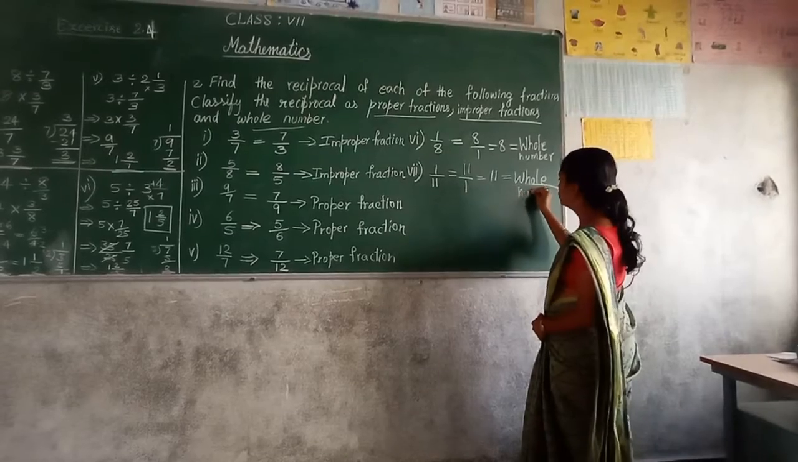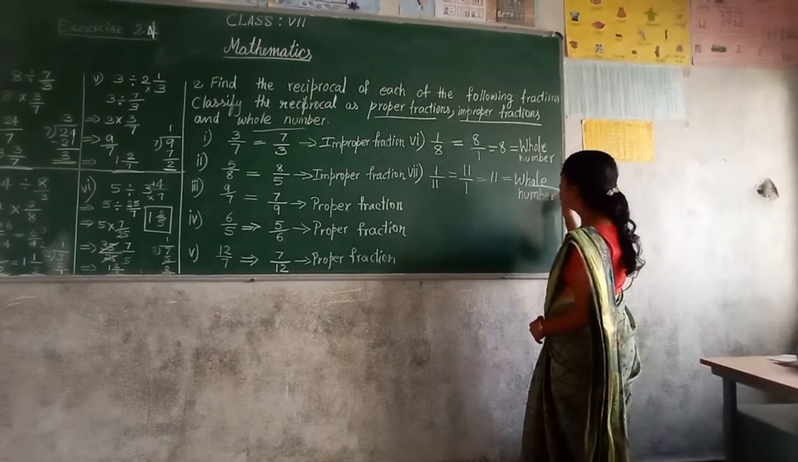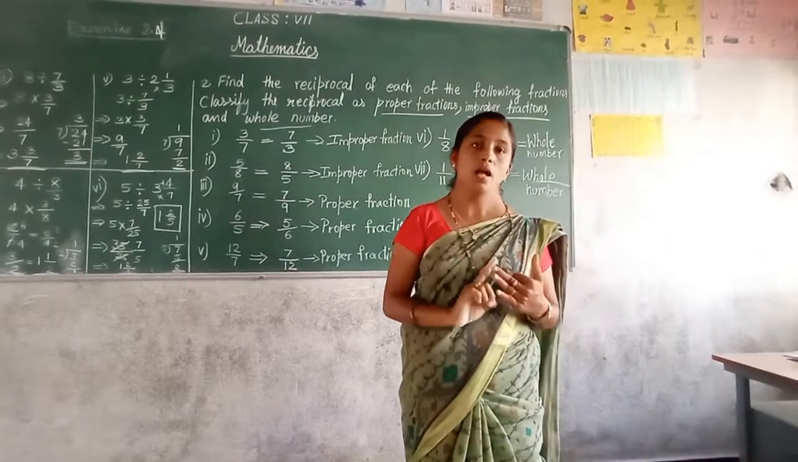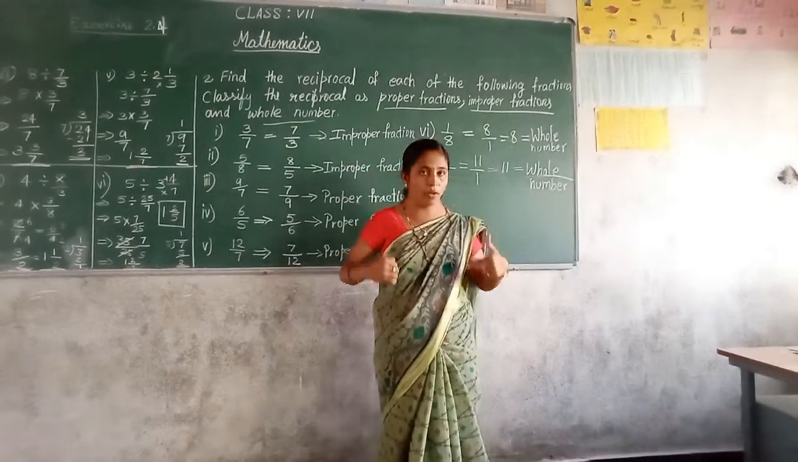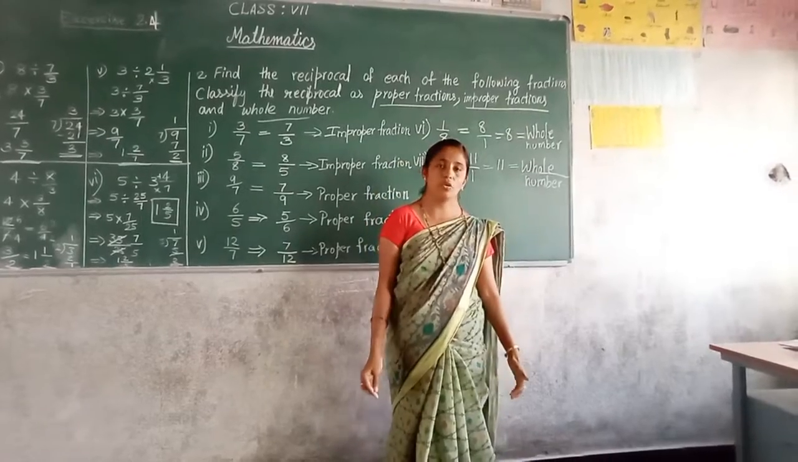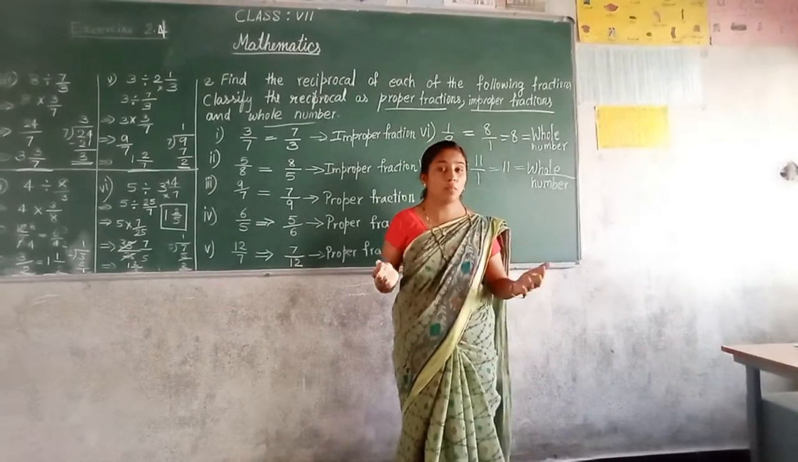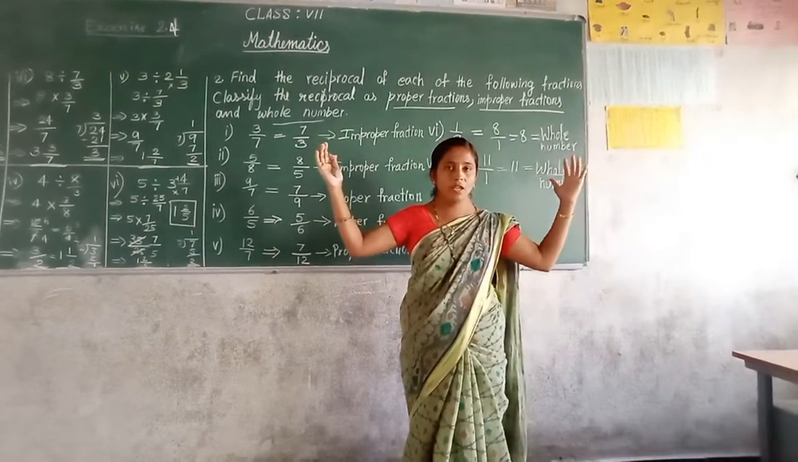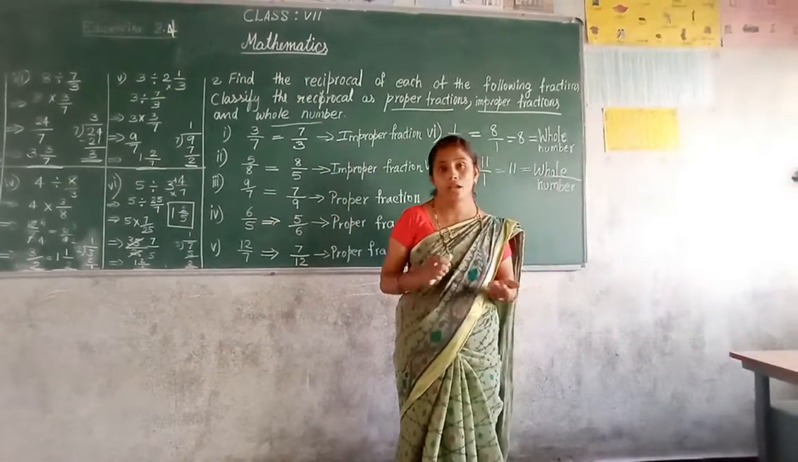Hope you understood how to classify improper, proper, and whole number. For proper fractions, our body is a good example. For improper, just imagine your head is this big and the body becomes small, you look improper.